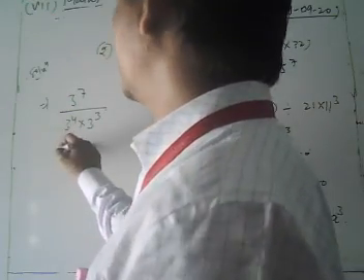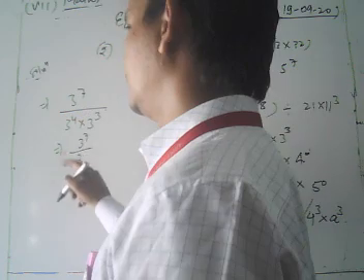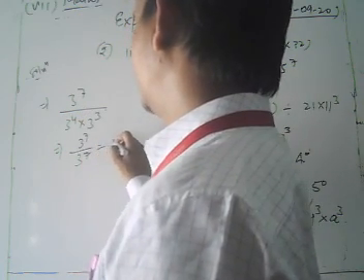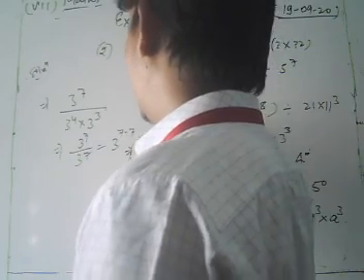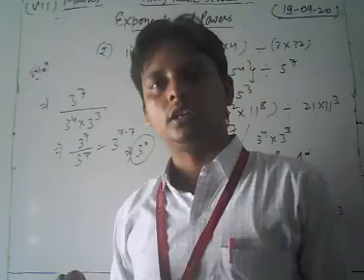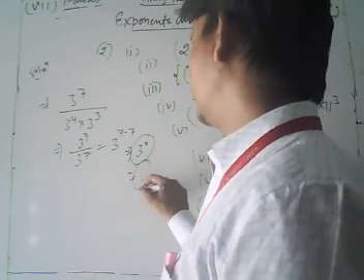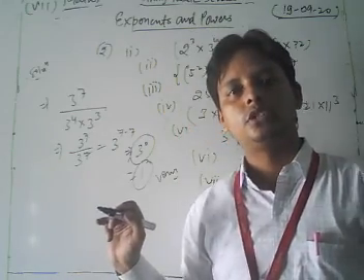Look, first we write 3 to the power 7 upon 3 to the power what? 4 plus 3 means 7. So we get 3 to the power 7 minus 7, which is 3 to the power 0. And you know that the value of any number to the power 0 is 1. So we get 1. This is our final answer. The value of 3 to the power 0 is 1. Okay.